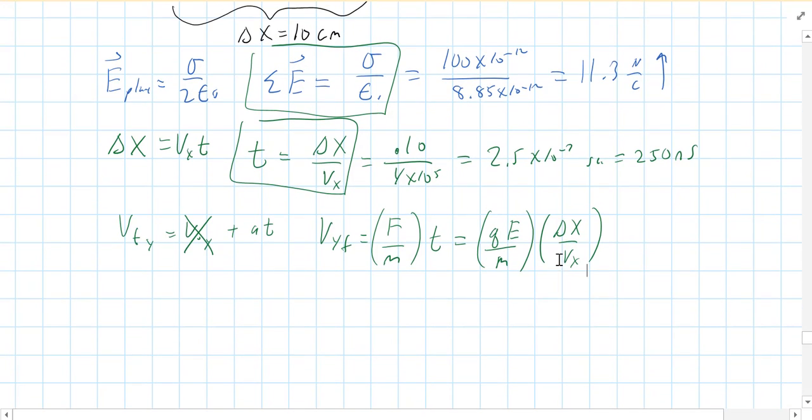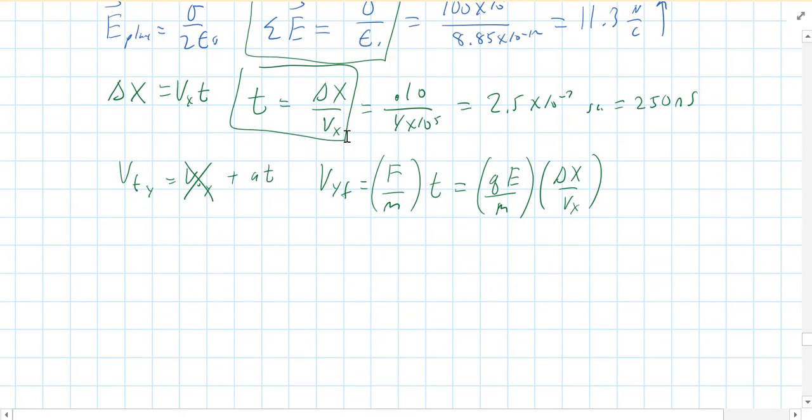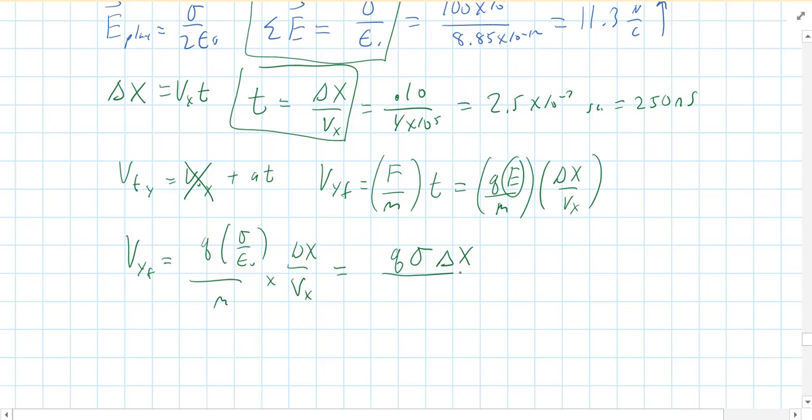Well, I'll take that back. We didn't have E, right? That wasn't a given. So I've got to sub in this for E. So Vy final equals Q, E is sigma over epsilon naught, divided by m, times delta x over Vx. All right, now everything in there is either a given or a fundamental constant. And I'll tidy this up a little bit. So you've got Q sigma delta x over m Vx epsilon naught.